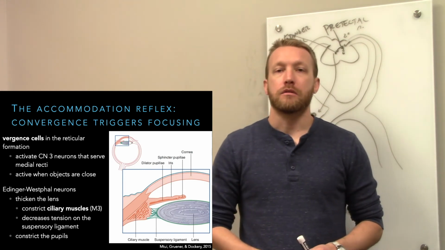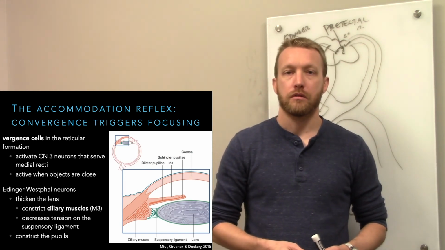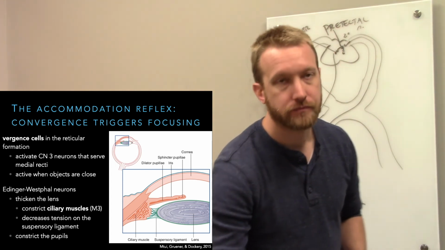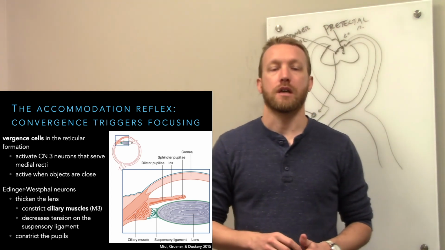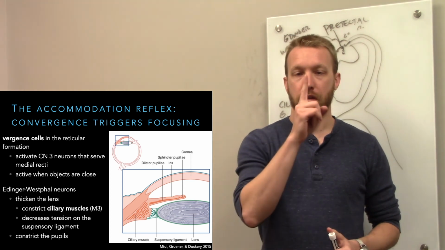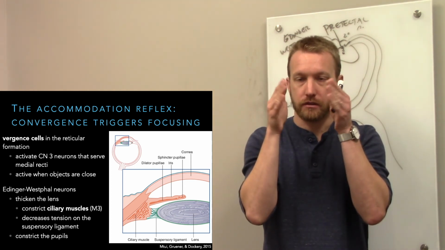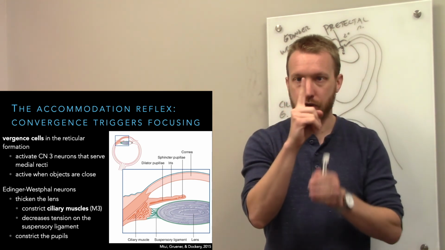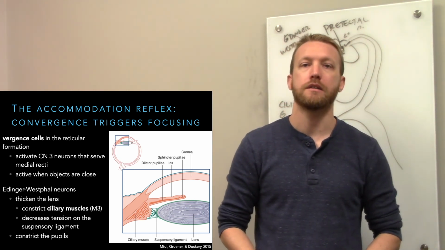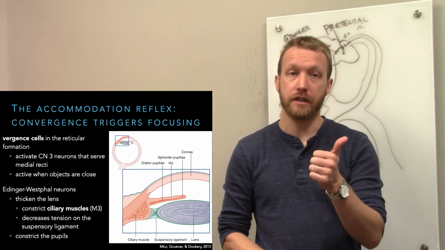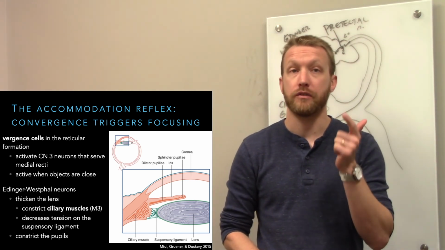The oculomotor nerve also is responsible for the accommodation reflex. In the accommodation reflex, when we look at objects that are closer, so when we have vergence of the eyes, when our two eyes converge, so when you cross your eyes, this triggers a reflex where we have a thickening of the lens and constriction of the pupils.